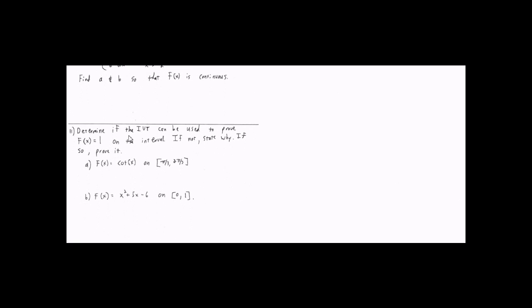Number 10? Alright, last one. Determine if IVT can be used to prove f of x equals 1 on the interval. If not, state why. If so, prove it. Remember, IVT really asks that the function must be continuous on the given interval. That's not really a problem. Also, we have to show that at one endpoint it's either above or below what we're looking at, and that's 1 here, and on the other side we have to show that it is also above or below. We have to show that it changes sides.